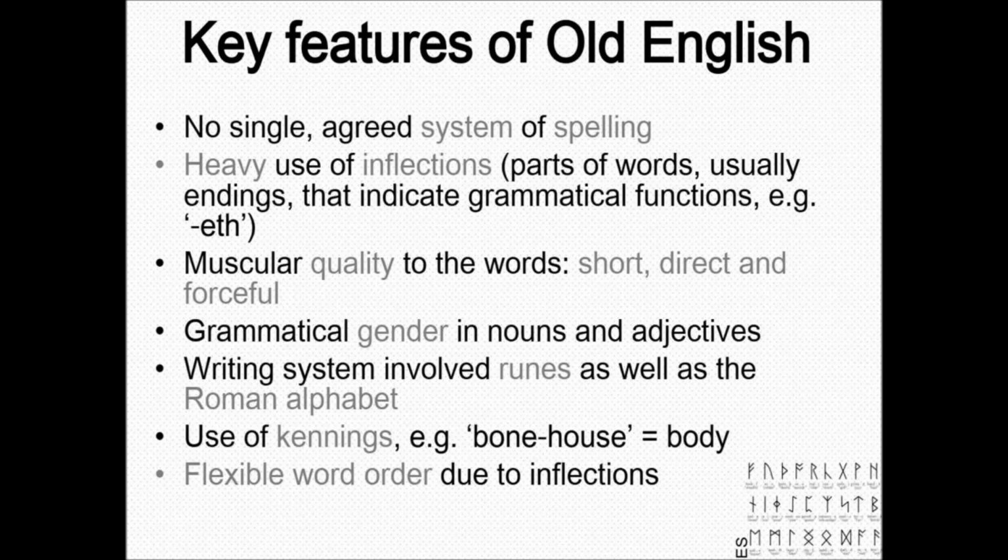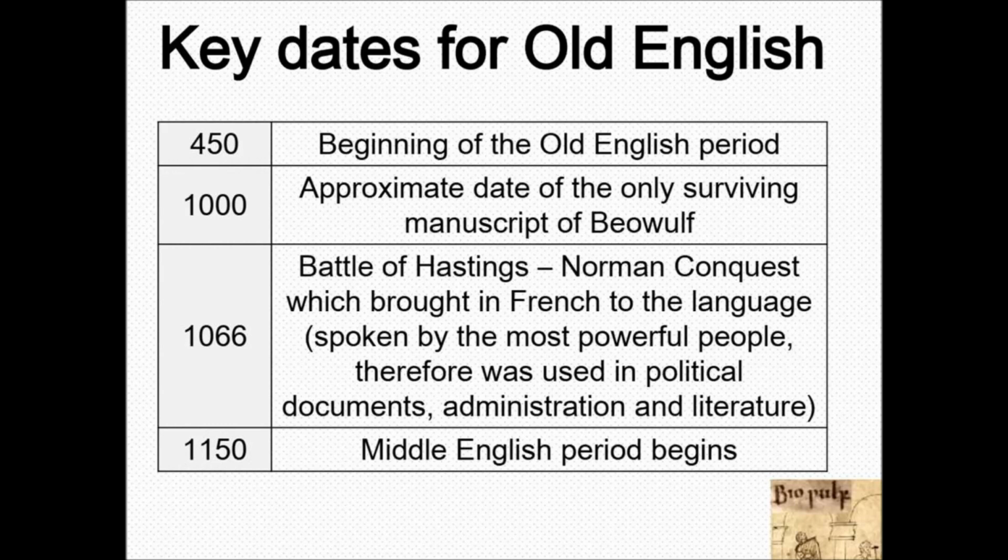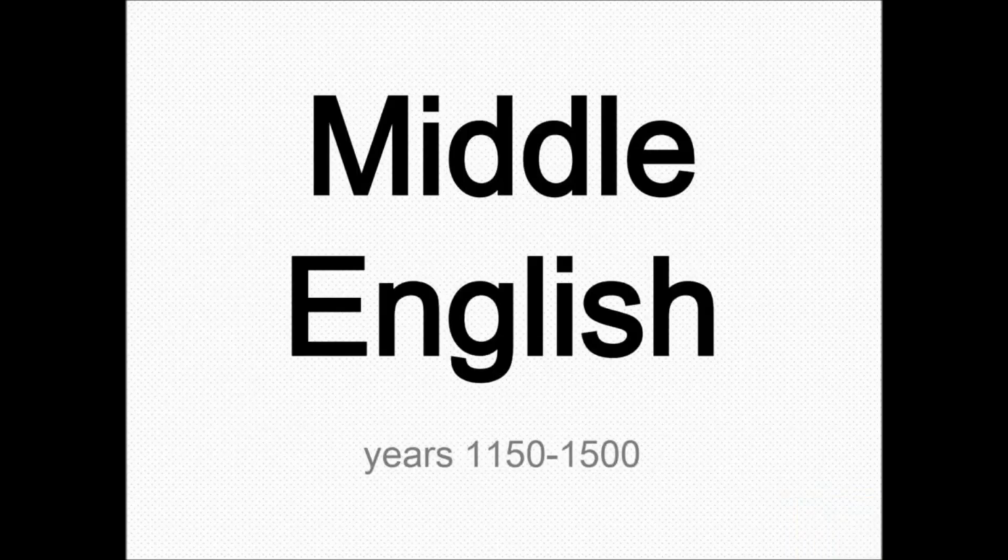These are some of the key dates of the Old English period. 450, beginning of the Old English period. 1000, approximate date of the only surviving manuscript of Beowulf. 1066, Battle of Hastings, Norman Conquest, which brought French to the language, spoken by the most powerful people, and therefore it was used in political documents, administration and literature. French became the official language after 1066 AD, and 1150, the Middle English period begins. So, Middle English period from 1150 to 1500.